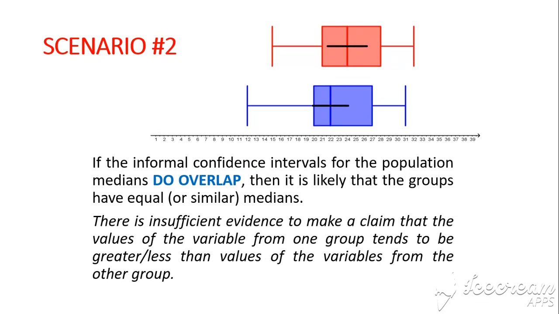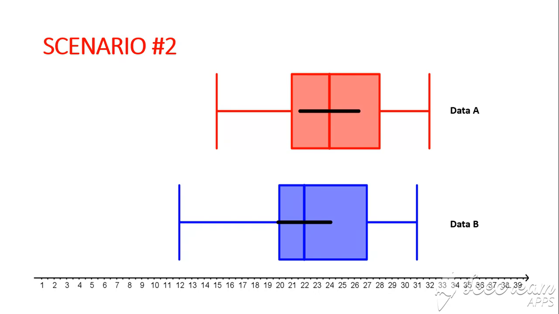Right, well here's scenario 2. What if the informal confidence intervals for the population medians do overlap? Then it is likely that the groups have equal or similar medians. What do we mean by that? Here are our two data sets again, and this is the maximum population median for dataset B. This is the minimum population median for dataset A, and you can see there is an overlap.